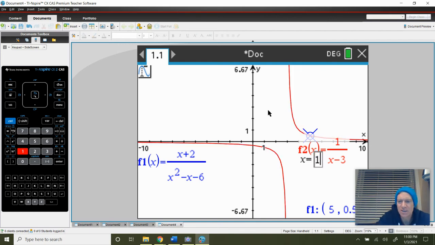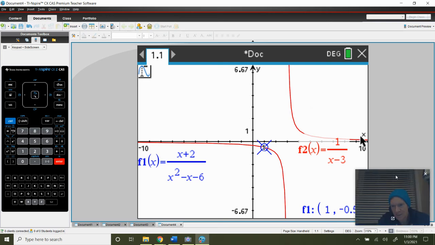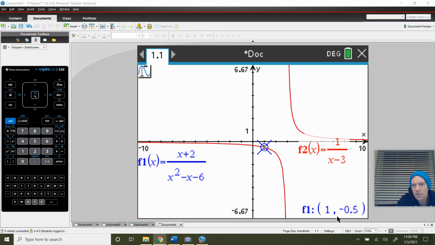So let's say when x is 1. When x is 1, I'm just going to move that out of the way, y is 0.5. Now notice I'm on the blue graph. You can see that's blue, this is the blue graph. To jump to the red graph, I just arrow up or arrow down. So I can do an arrow up. Notice now I'm on the red graph.